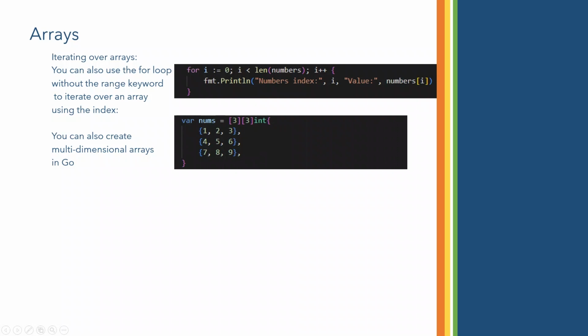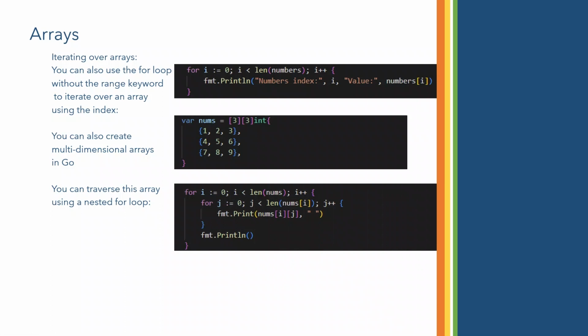You can also create multi-dimensional arrays in Go as we discussed in the previous slide. For example, nums equal to 3 by 3 size, and you can initialize with the values. And you can traverse the array using nested for loops. Example like this, for i equal to 0, i less than length of nums, i plus plus. For j equal to 0, j less than length of nums of i, j plus plus, we can print the values here.